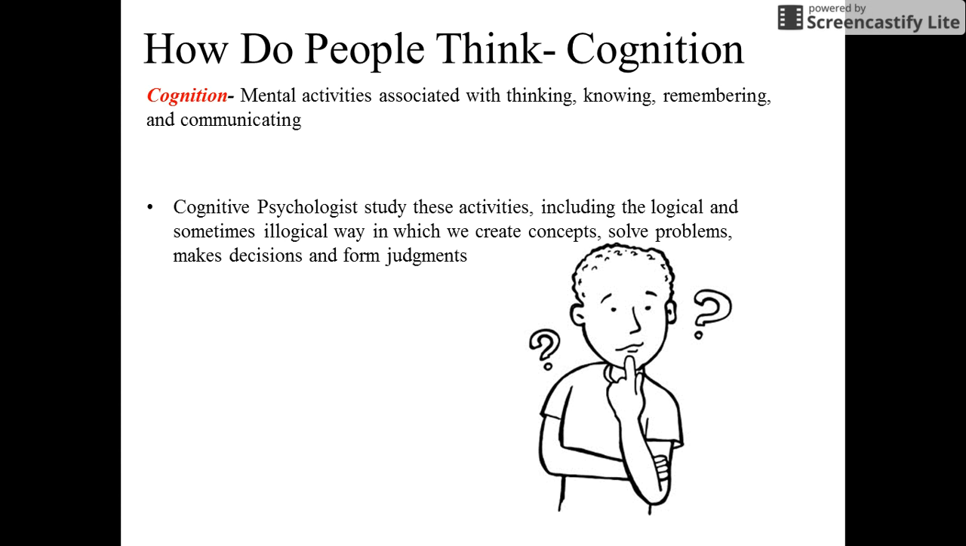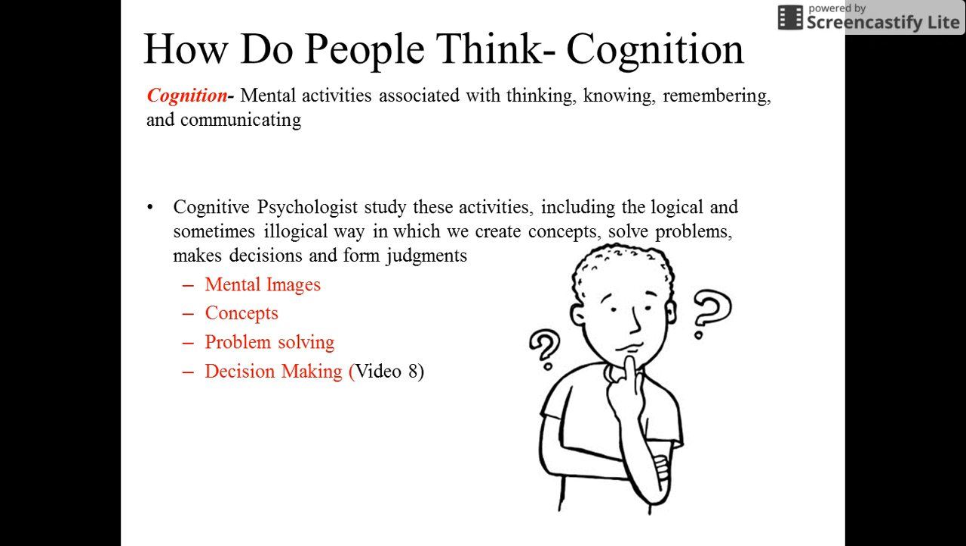So in the last video, we talked about cognition, which is the mental activity of thinking, knowing, and remembering, and being able to communicate. Cognitive psychologists, remember, study these activities, how we solve problems, how we make judgments, how we make decisions. And what we talked about in the last video was mental images. We think in mental images. We also think in larger concepts. Okay, we have abilities to solve problems using algorithms, heuristics, and trial and error. Okay, and this video is going to talk about how we make decisions.